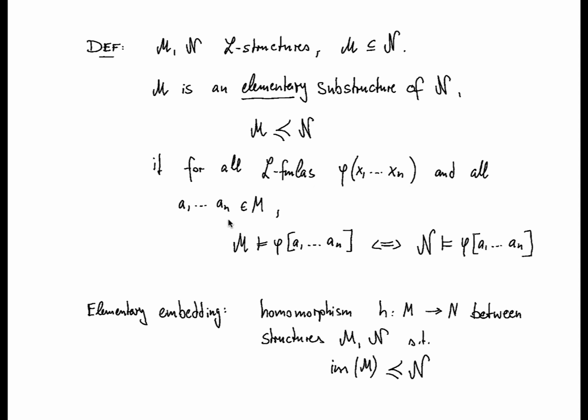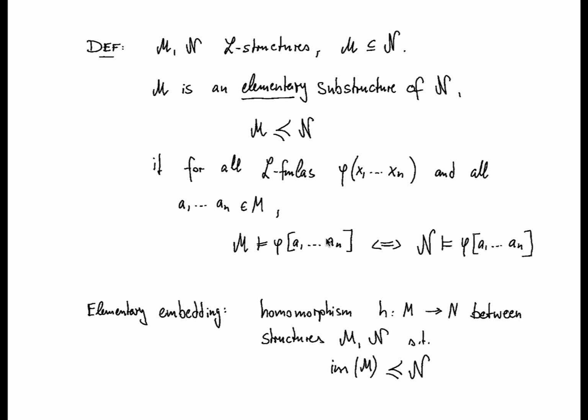up to xn and all n elements a1 up to an from M, that formula phi is true in M under the assignment a1 up to an, if and only if it's true in N under the same assignment. Keep in mind that M is a substructure of N, so it makes sense to write this here. So the difference between elementary equivalence and elementary substructure is, of course, first of all, we need to assume here, for this definition to make sense, that M is already a substructure of N.